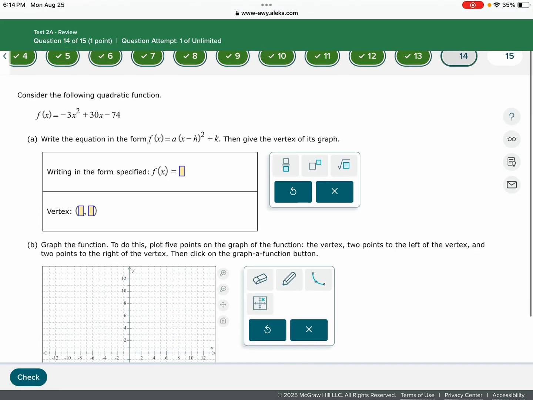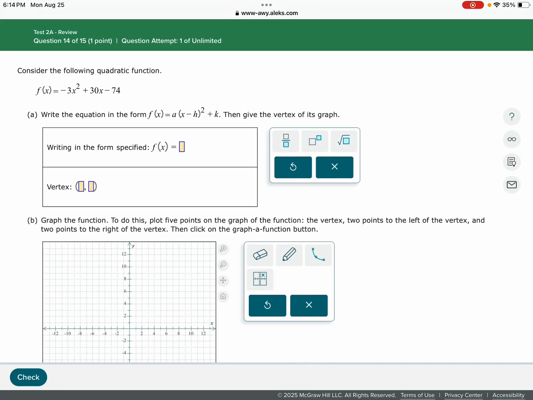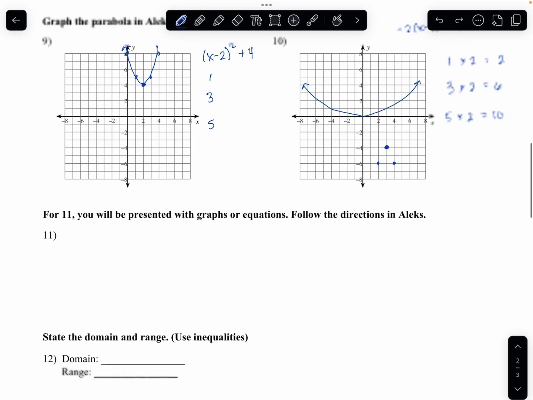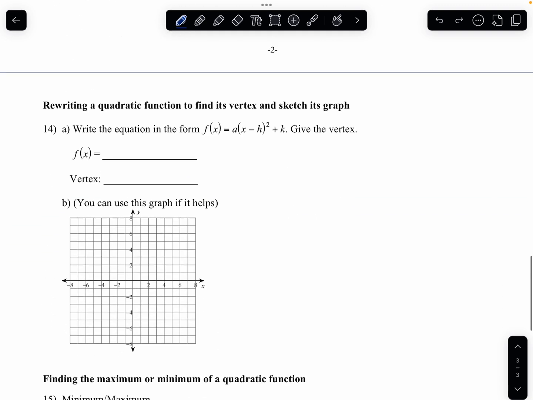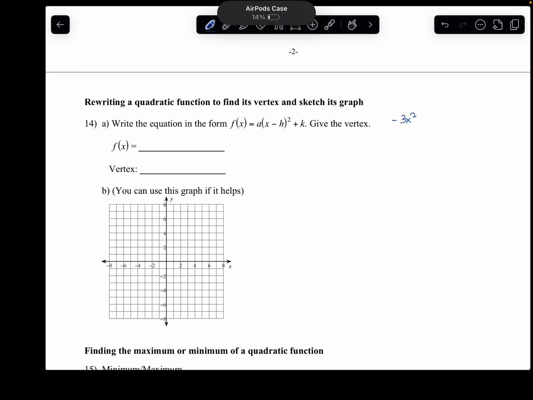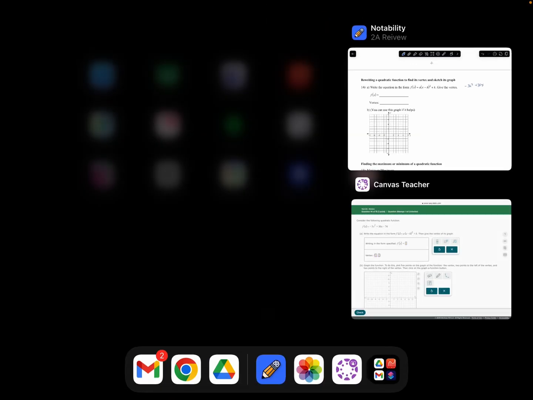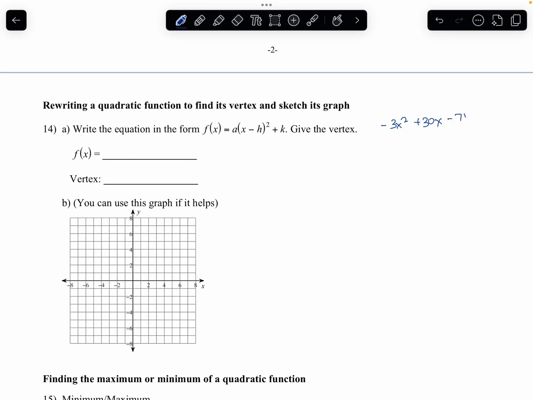All right, for 14, consider the following quadratic function. Write the equation in vertex form, then give the vertex of its graph. All right, so I have -3x squared plus 30x minus 74. I'm going to write that down in here. It was -3x squared plus 30x. Man, these are large numbers. That's not cool. Minus 74.